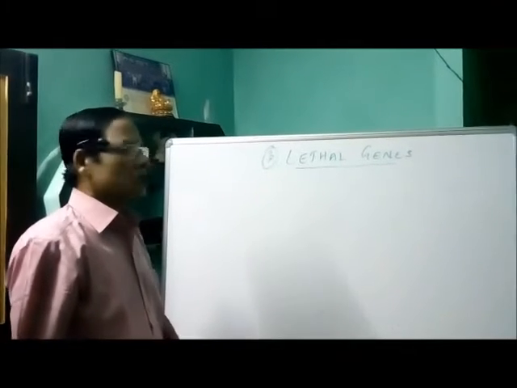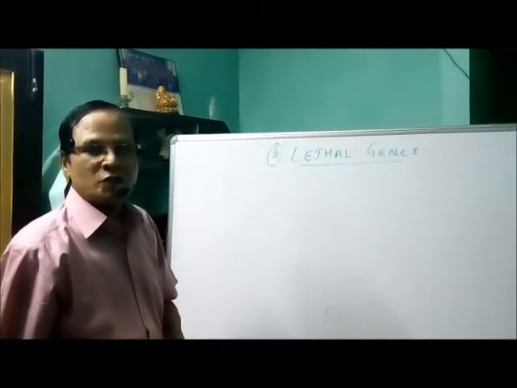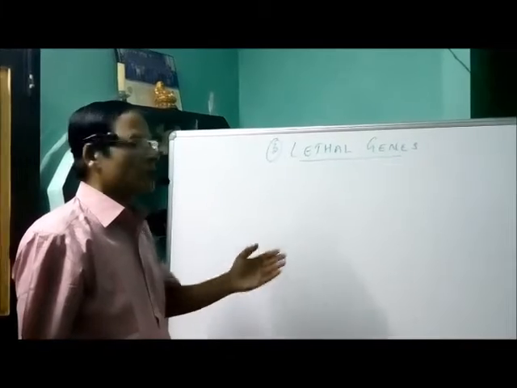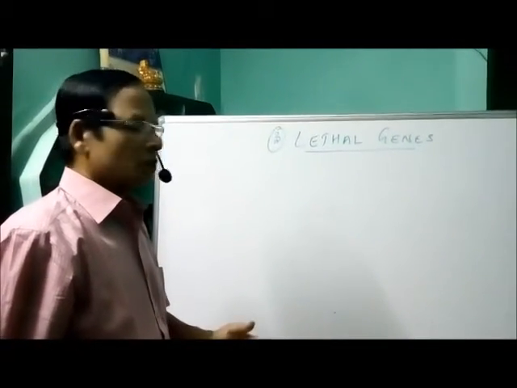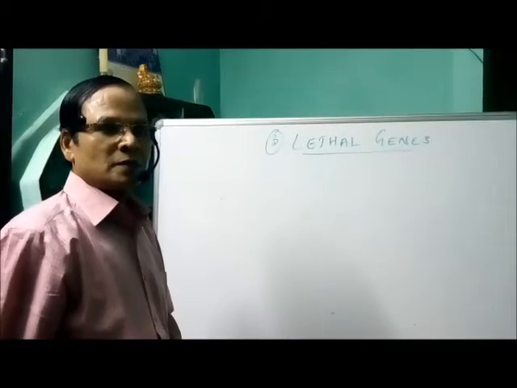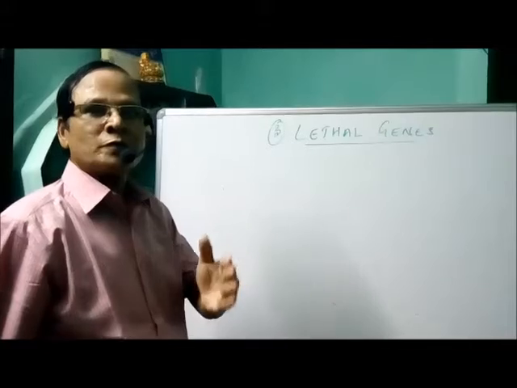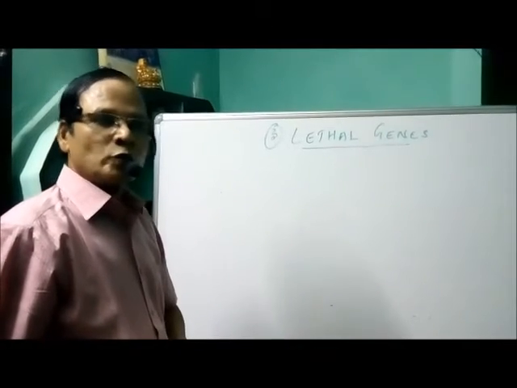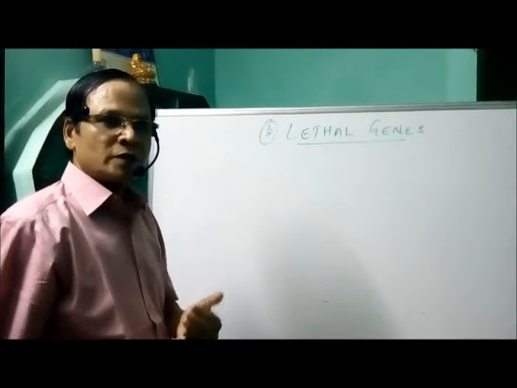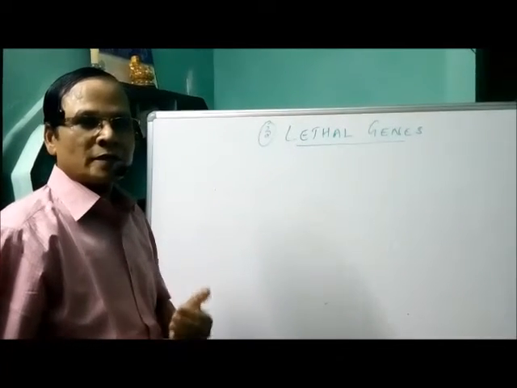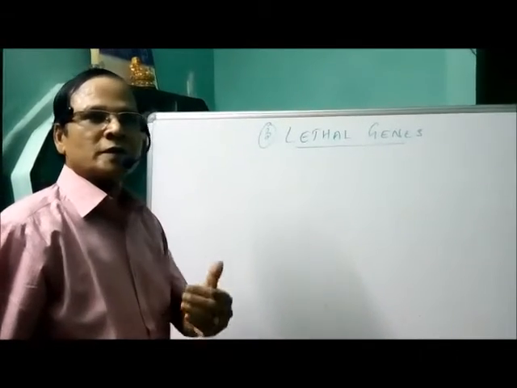What is a lethal gene? An allele which has the potential to cause the death of the organism is called a lethal gene. The term lethal refers to those changes in the genome of an organism which are severe enough to cause death.